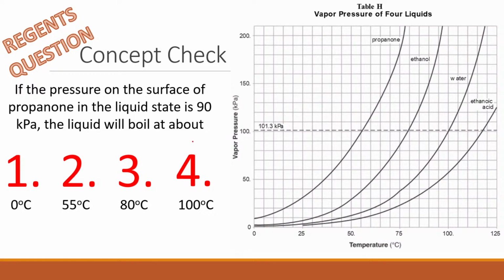Here, if we look, we're looking at propanone. They gave us the identity, and they gave us the air pressure. So we're looking at 90 kPa for propanone, and we're trying to follow that down the line to see what our boiling point will be. It's somewhere between 50 and 55. The only answer that is remotely close to that is choice 2.